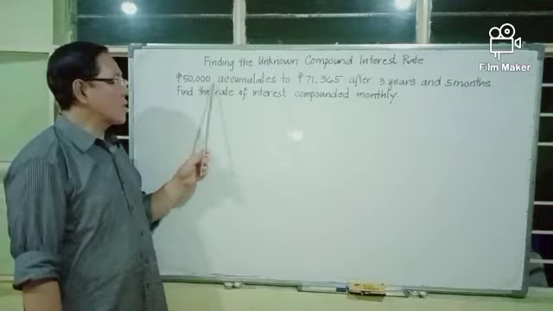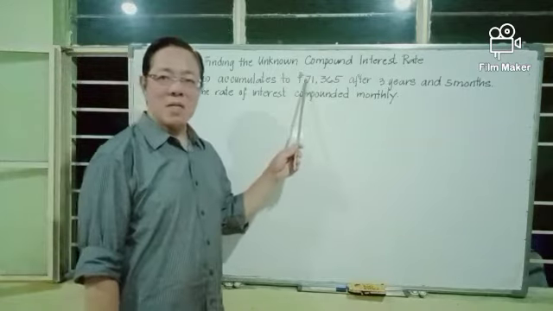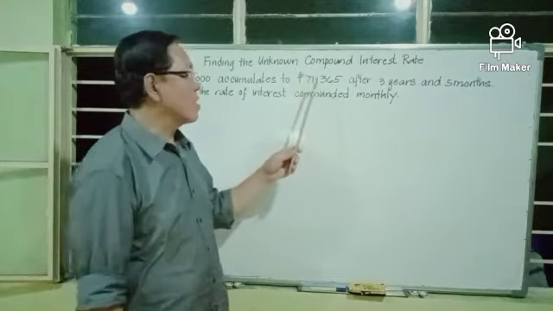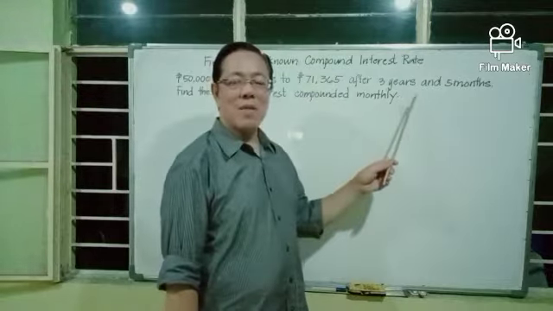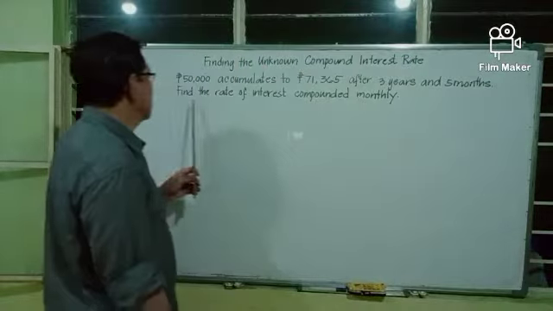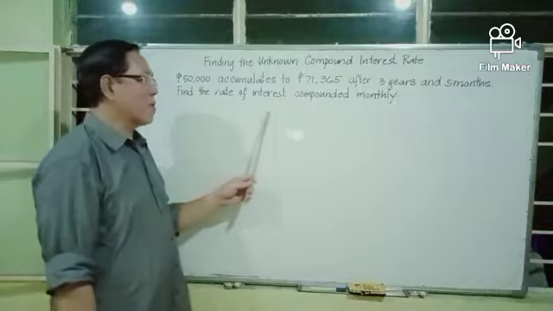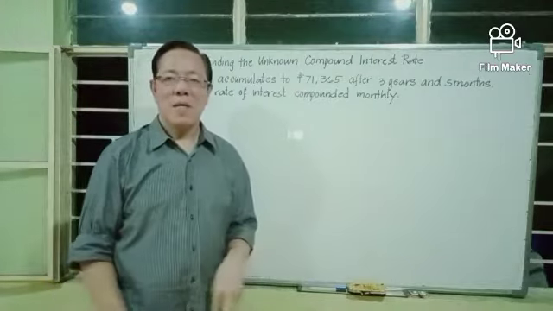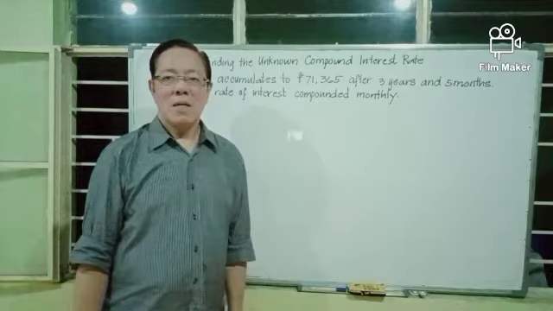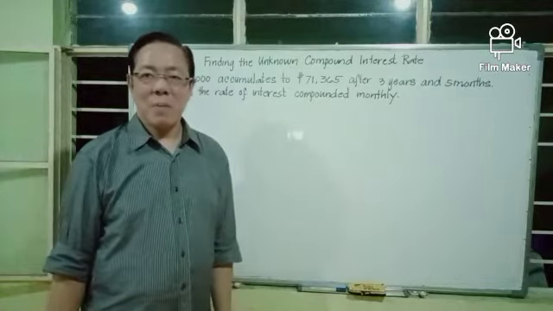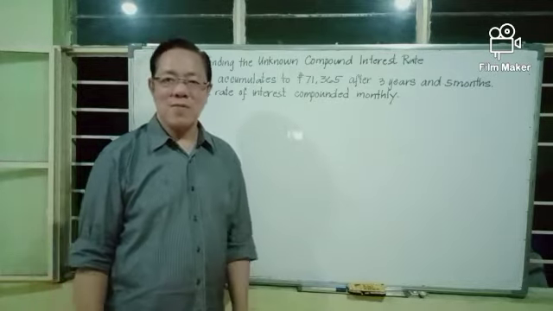50,000 pesos accumulates to 71,365 pesos after 3 years and 5 months. Find the rate of interest compounded monthly. As in other problem solving, we write first the information given.